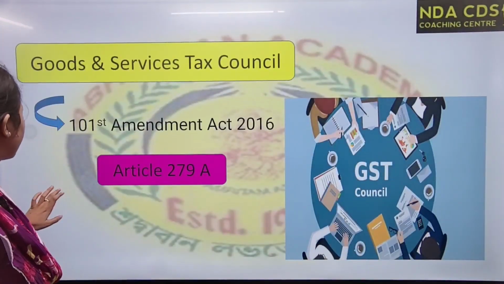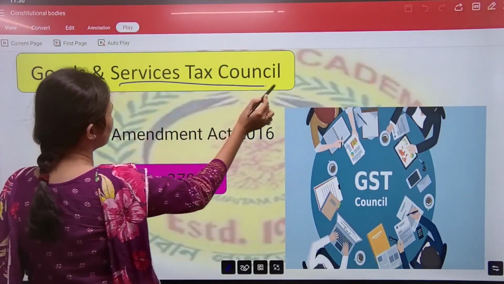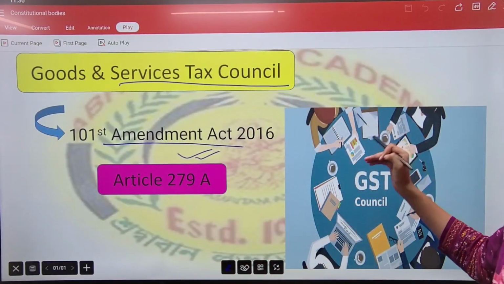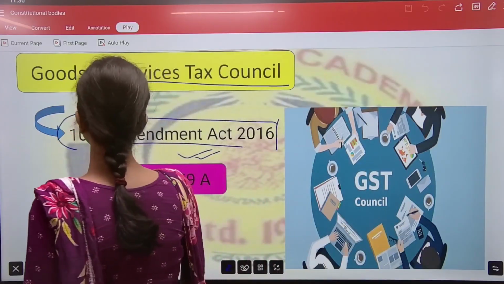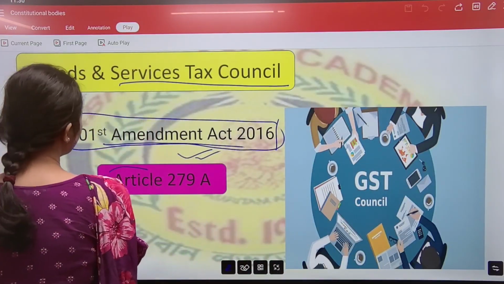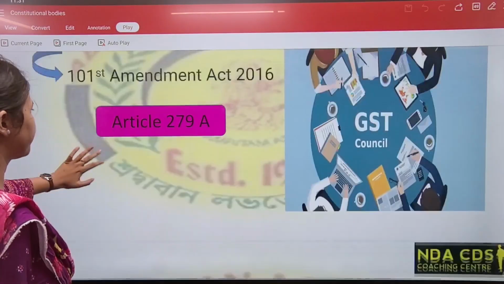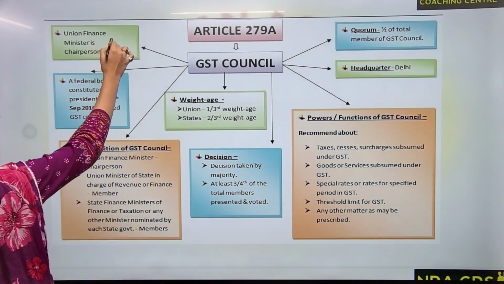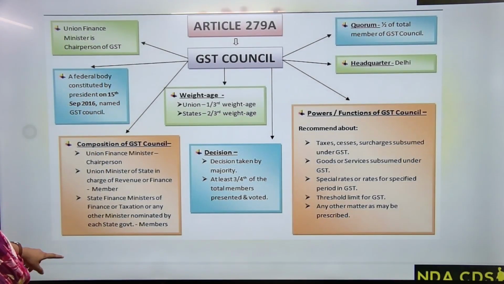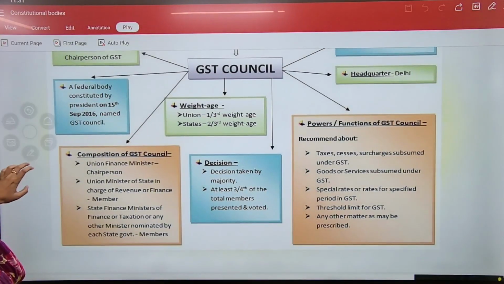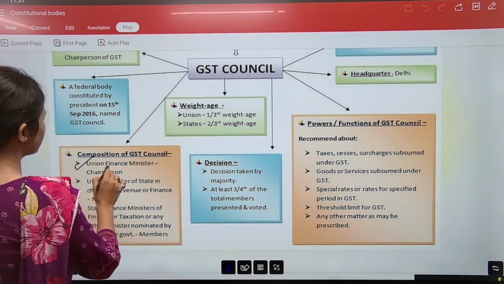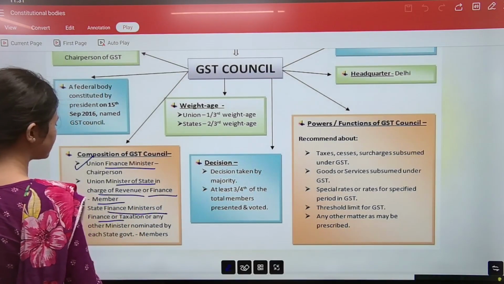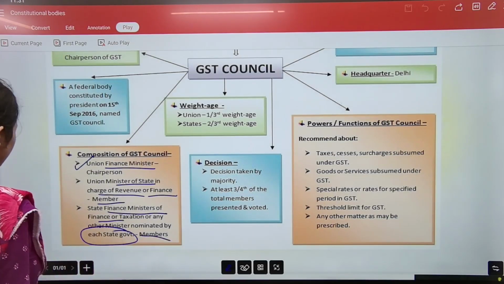Finance commission chairman. Then GST council. GST council is also a constitutional body. It has been inserted by the 101 amendment in 2016 and put this article 279A. Under this GST council, Union Finance Minister is the chairperson of GST council. And what is the composition of GST council? Union Finance Minister is the chairperson. Union Minister of State in charge of revenue or finance is the member. State Minister of Finance or taxation of each state government are the members.